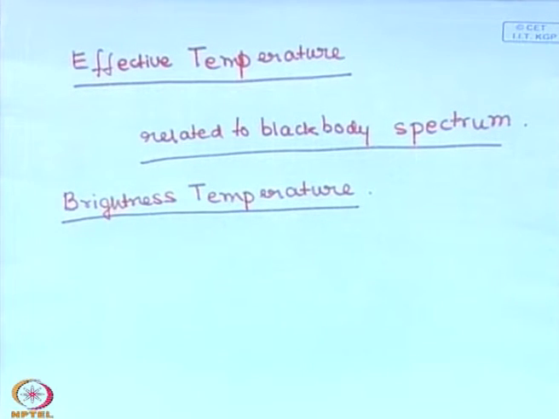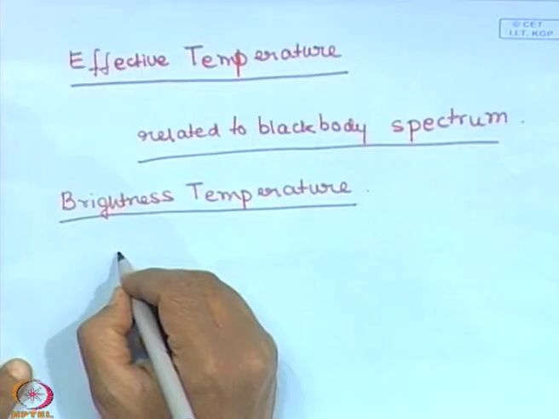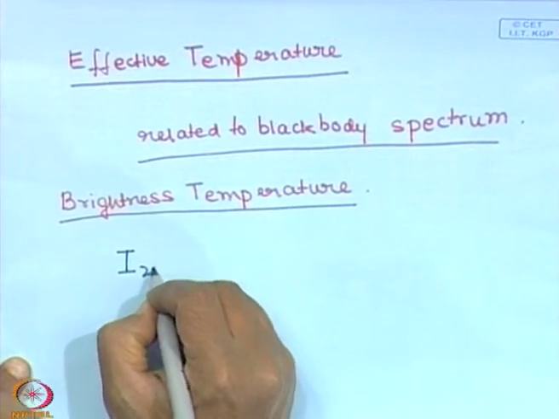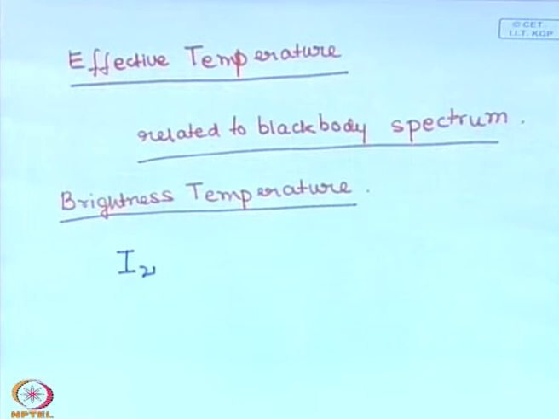Now, what is the brightness temperature? Let us just see. Suppose we have measured the brightness of the radiation from a source. By brightness, we quantify the brightness of the radiation using specific intensity, right. So, suppose we have measured the specific intensity of the radiation from a source.